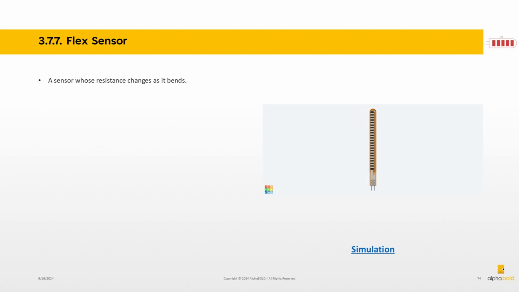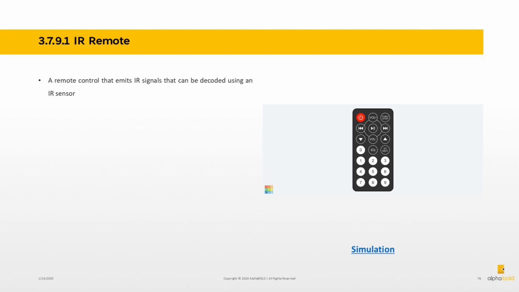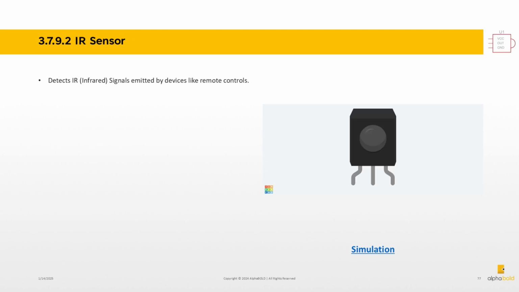Flex sensor, a sensor whose resistance changes as it bends. Force sensor, a sensor whose resistance changes based on the amount of force applied. IR remote control emits IR signals. IR sensor detects IR, infrared signals emitted by devices like remote controls.